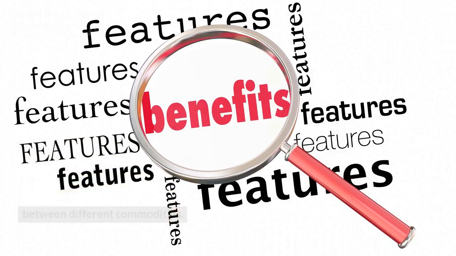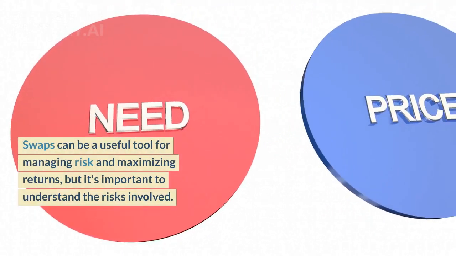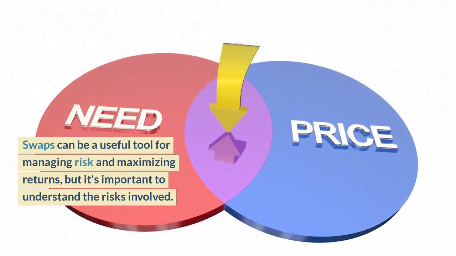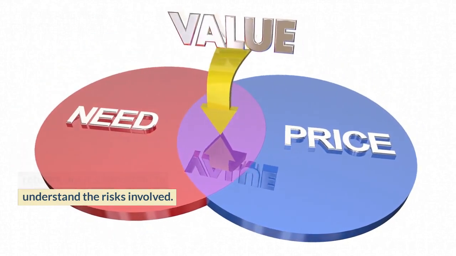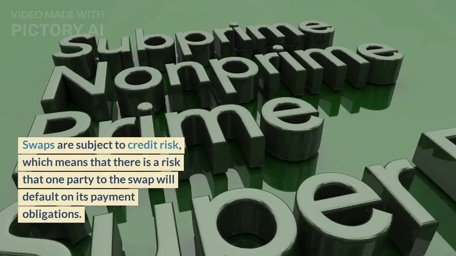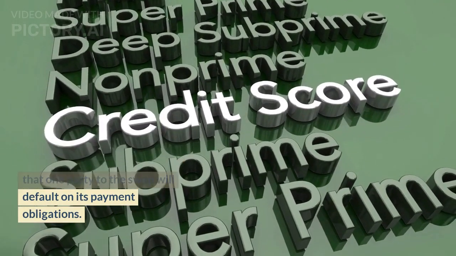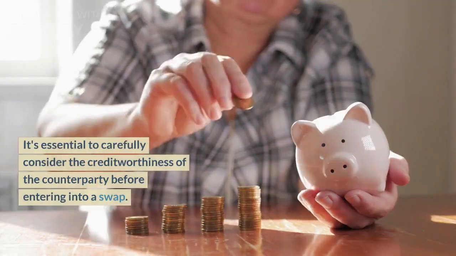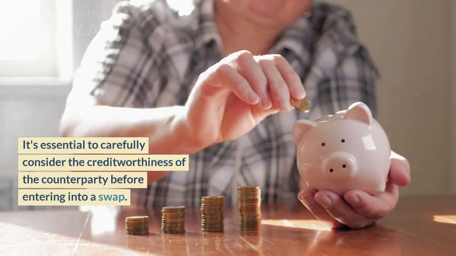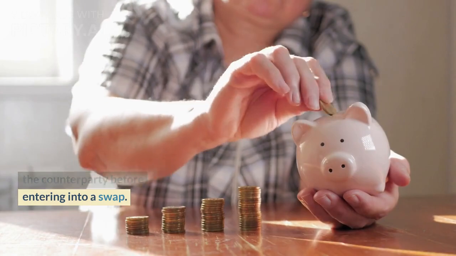They are commonly used to hedge against changes in commodity prices and to take advantage of price differences between different commodities. Swaps can be a useful tool for managing risk and maximizing returns, but it's important to understand the risks involved. Swaps are subject to credit risk, which means that there is a risk that one party to the swap will default on its payment obligations. It's essential to carefully consider the creditworthiness of the counterparty before entering into a swap.